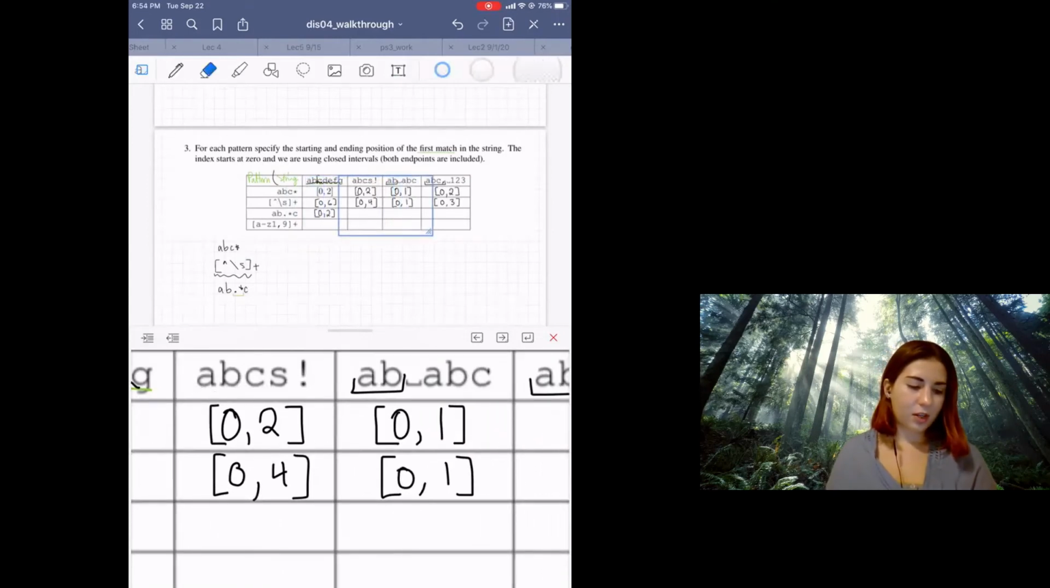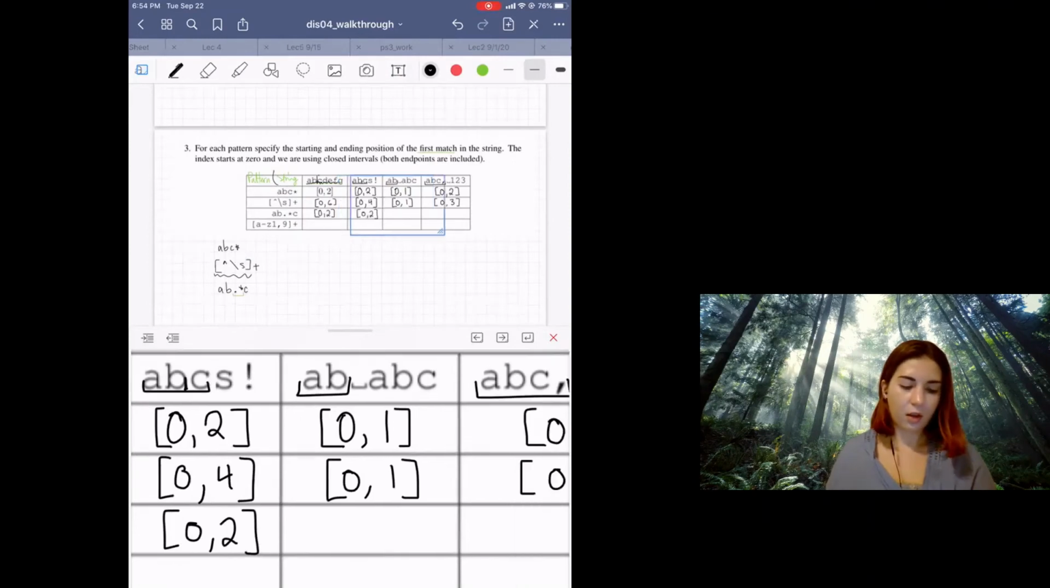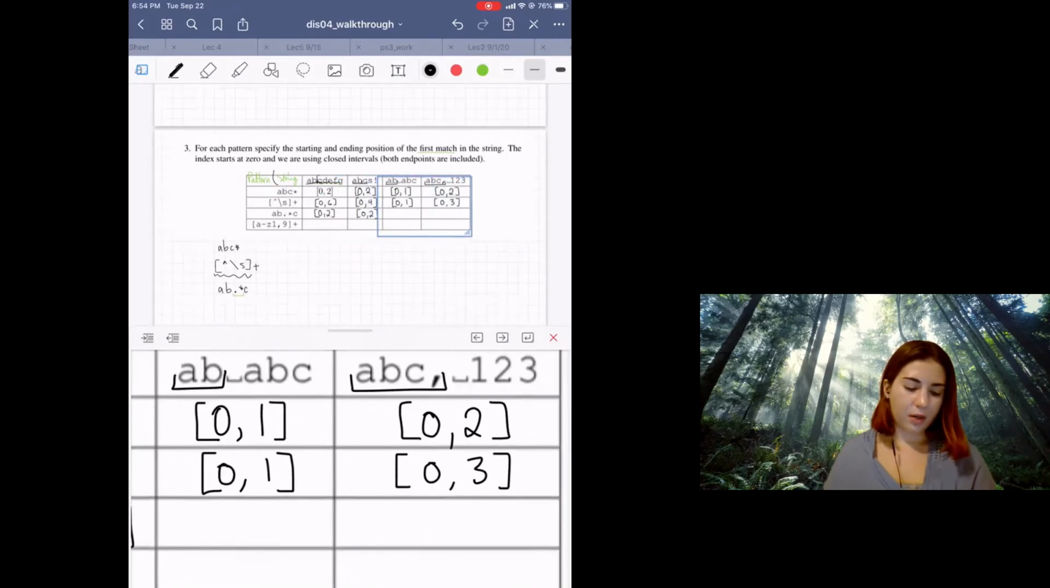Similarly, in this string, we will match the first 3 because there doesn't need to be something in between the AB and the C. But in here, the first match, well, we have 2, right? We have this large one where these 3 characters are captured by our dot star. But then we also have this one because our AB and our C are not separated in this group.